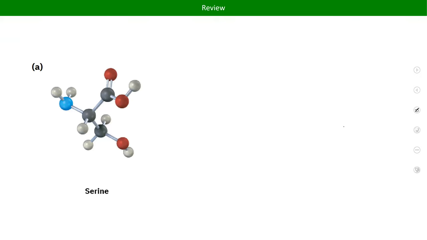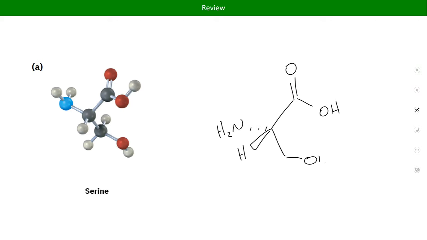So if we're going to try and draw this as a skeletal structure, start by drawing the carbons in. And really, before we start drawing it even, you might want to identify where your chiral centers are, just so you know where to focus when you're drawing everything out.